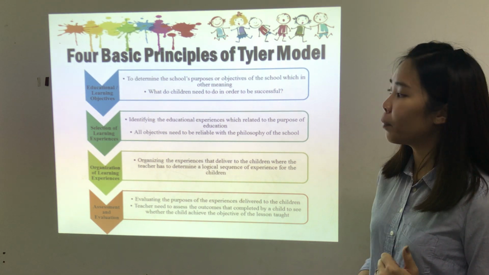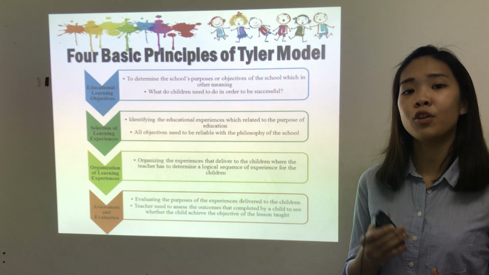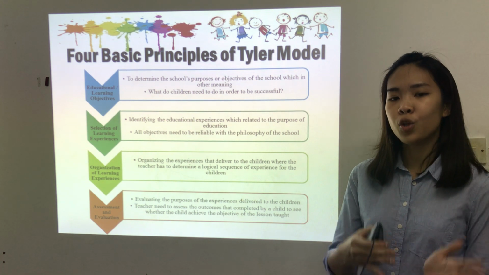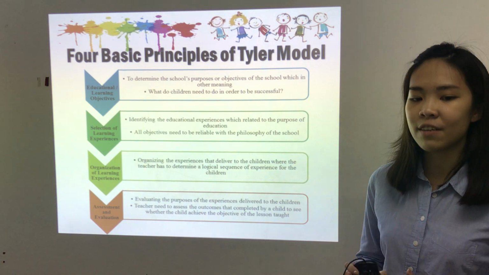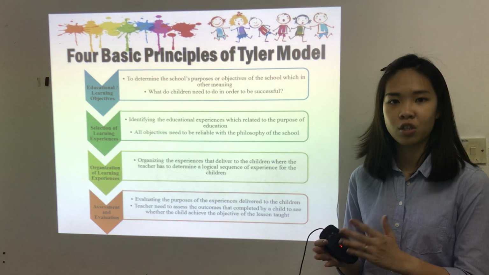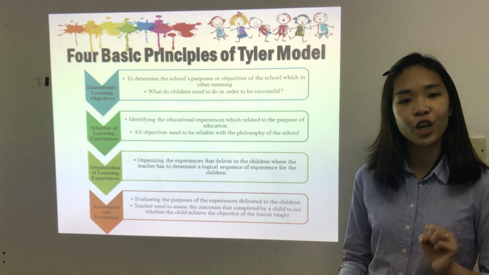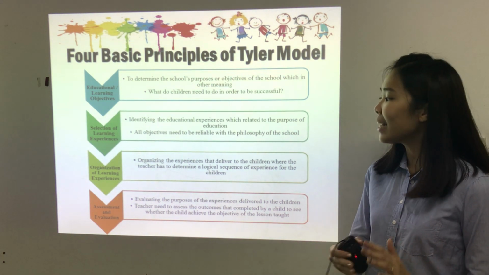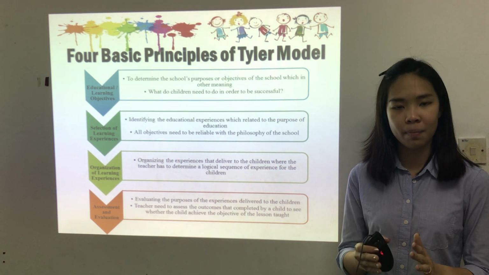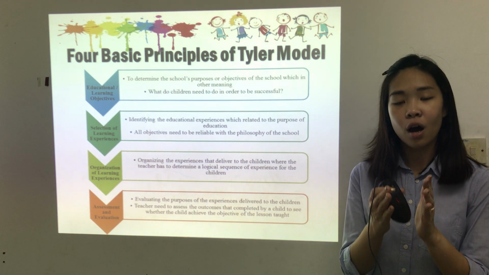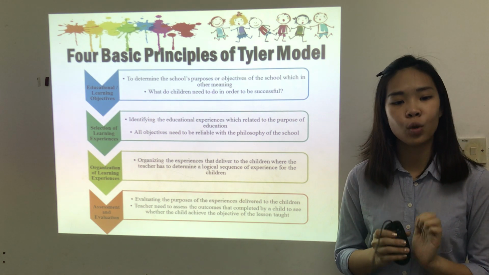The second principle is selection of learning experiences. It is used to identify the educational experiences which relate to the purpose of education. And take note, all objectives need to be reliable with the philosophy of the school. The third principle is organizing of learning experiences. This is organizing the experiences delivered to the children, where the teacher has to determine a logical sequence of experience for the children. And last but not least, assessment and evaluation.